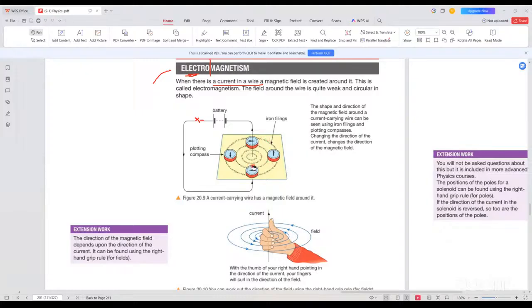We are familiar with this type of arrangement. This arrangement gives us the magnetic field lines, and by using the plotting compasses we can determine the direction of the magnetic field. So in this case, we can say that the magnetic field is in this direction, acting in this direction.